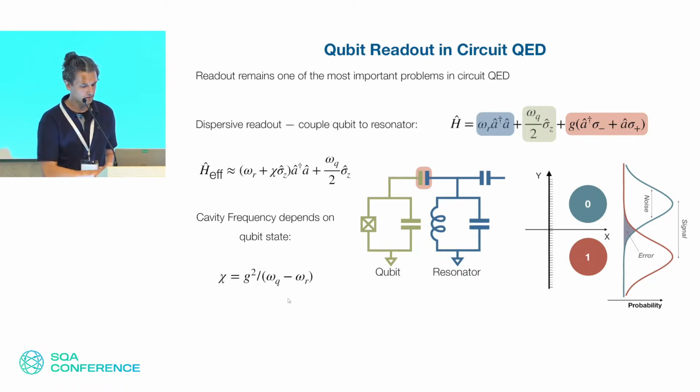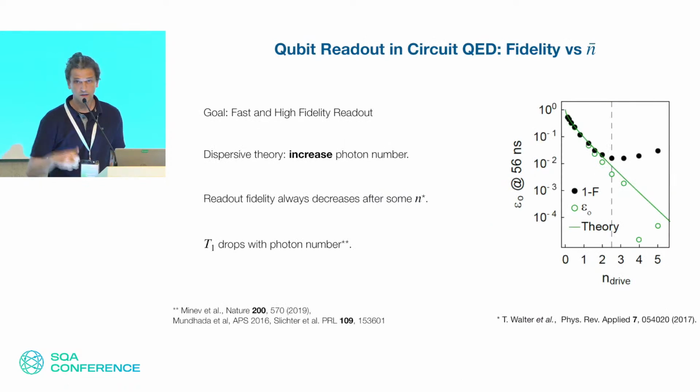Essentially, the separation between these pointer states in the IQ plane is given by this dispersive shift, and this dispersive shift has to have certain relationships to the kappa of the resonator. But there is a problem with this standard scheme for readout. Your goal is to do this fast and with high fidelity. The dispersive theory will tell you that you want to increase the photon number in order to get a better separation of the pointer states.